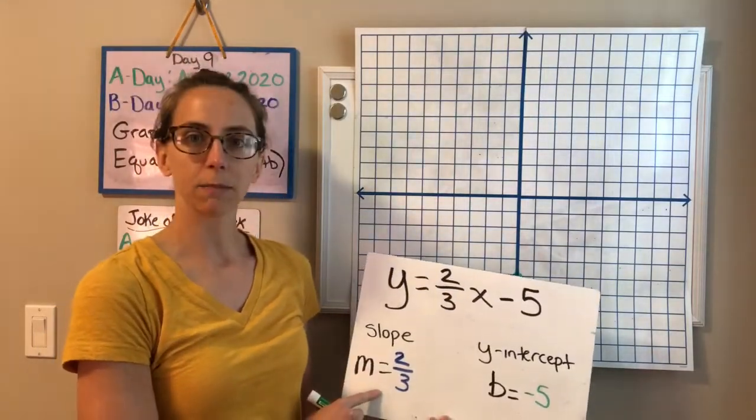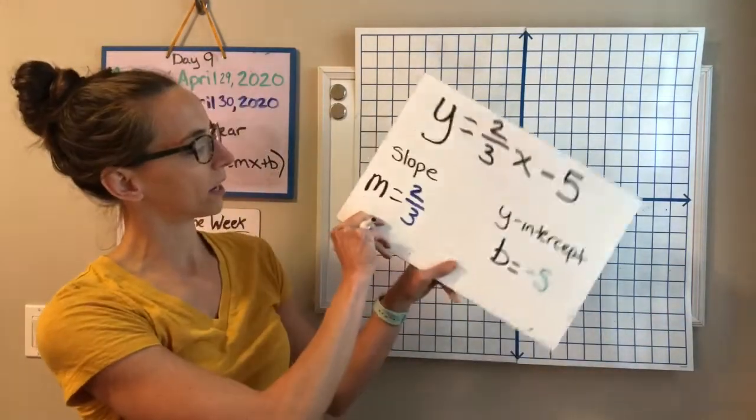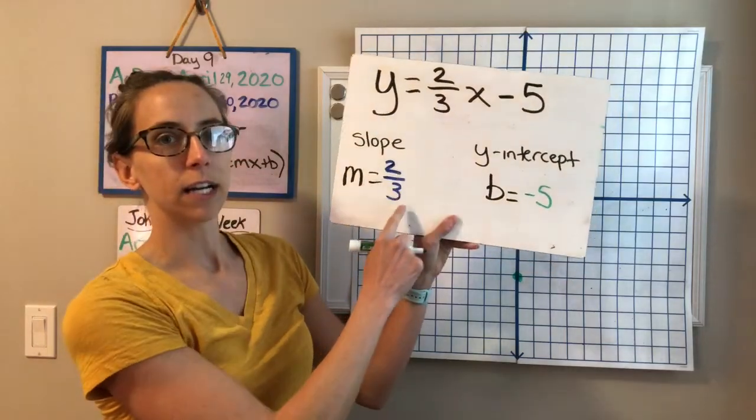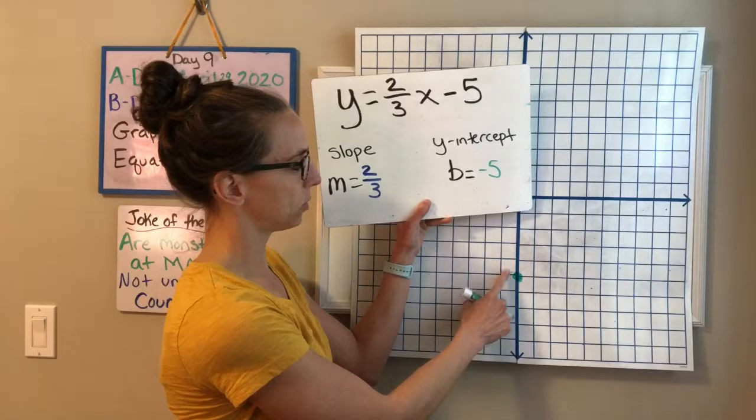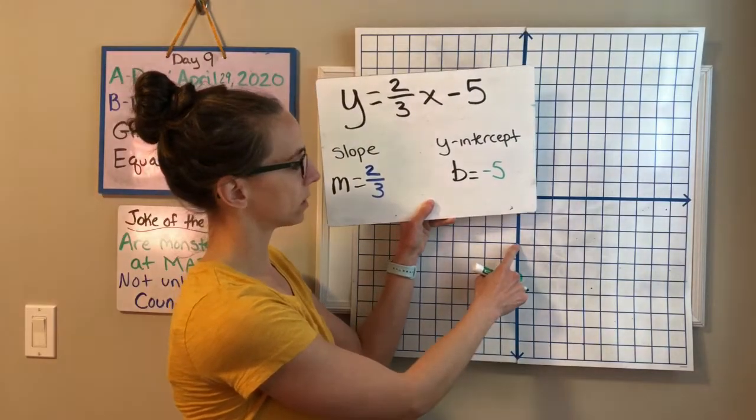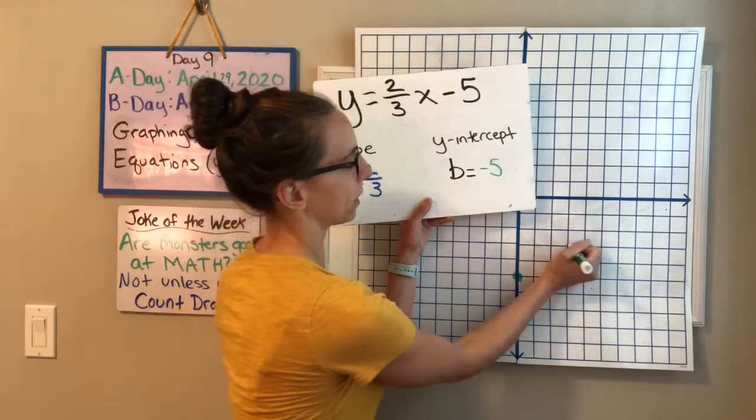Then in order to get to my next point, I'm going to be going up 2 units and to the right 3 units. So from my y-intercept, I'm going to be traveling up 2 units, 1, 2, and over to the right 3 units, 1, 2, 3.